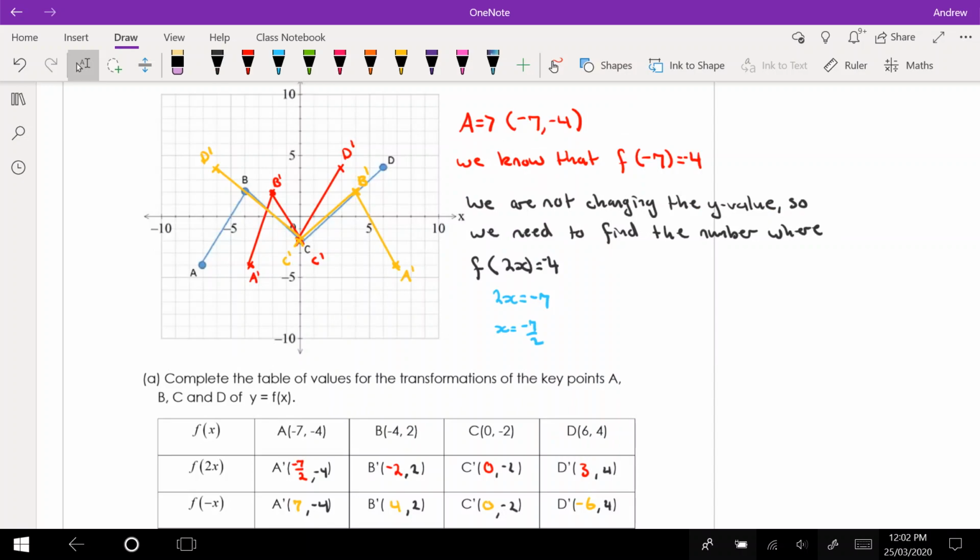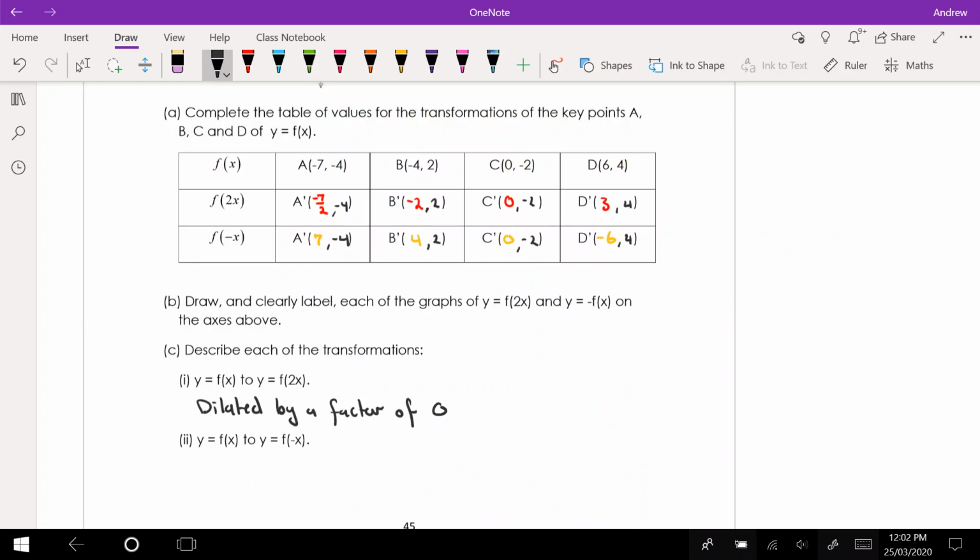Does that mean we're getting bigger or does that mean we're getting smaller? It means we're getting smaller. Because it's inside of that bracket, it changes how I would go about it. We're actually dilating by a factor of 0.5 parallel to the x-axis.